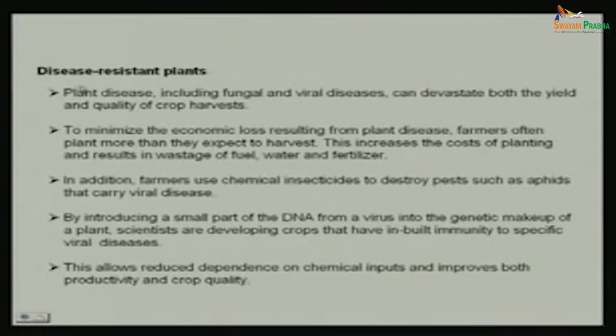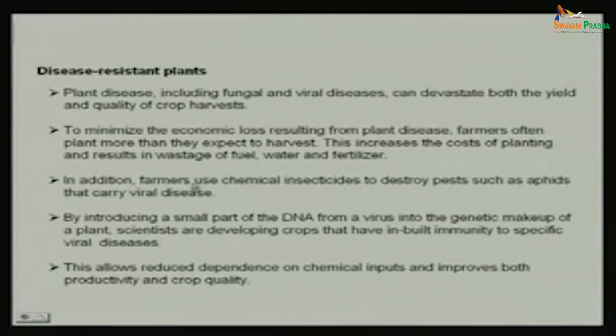Another approach is the disease resistant plant. Plant diseases, which include fungal and viral diseases, can devastate both the yield as well as the crop quality. To minimize the economic loss resulting from plant diseases, farmers often plant more than what they expect to harvest. This increases the cost in both ways: the fuel cost, water, fertilizer, and everything is increased.